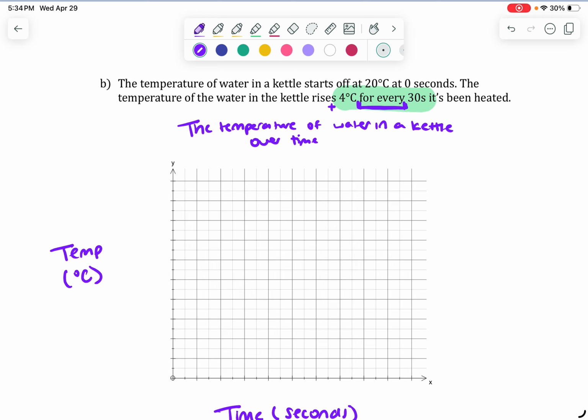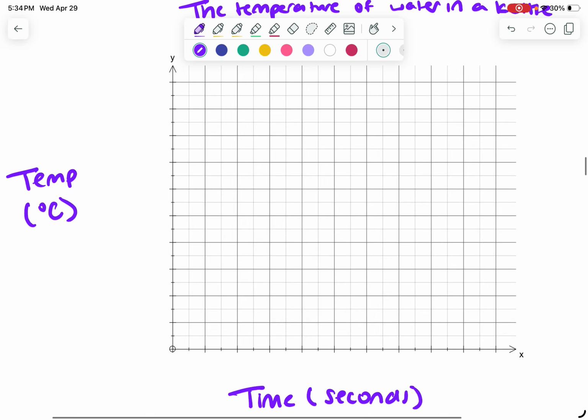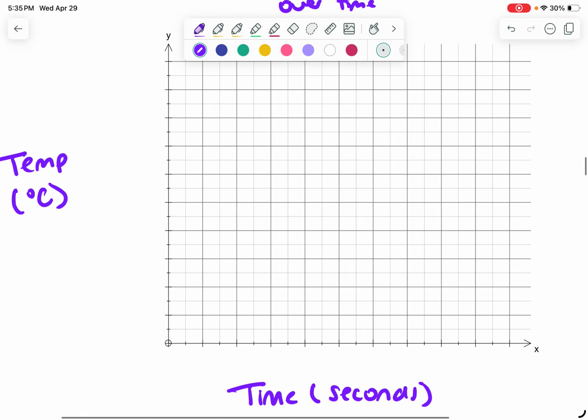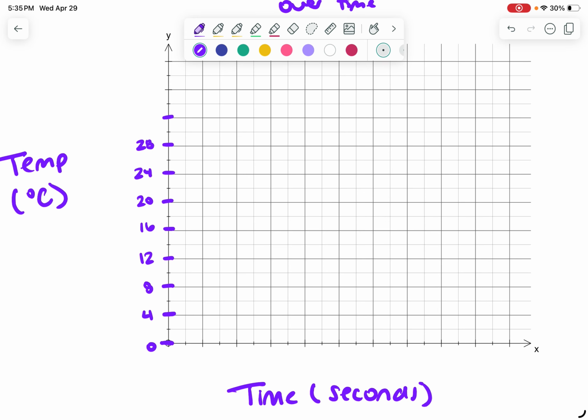Because I'm making a jump or a rise of 4 degrees Celsius, do not choose a scale of 5. Okay. I'm going to choose a scale of 2. Why not? So I've got 0, 2, and I'm only going to label every second one. There we go. 12, 16, 20. Just because otherwise I feel like it would be a little bit too crowded for me. If you feel like you can fit it and it makes sense to you, follow your heart.